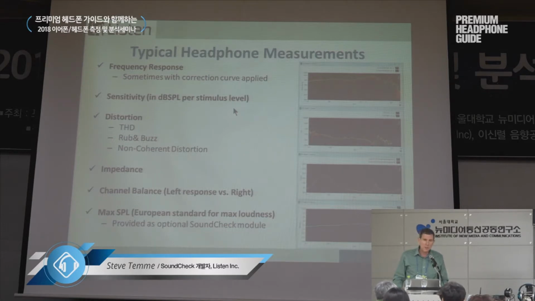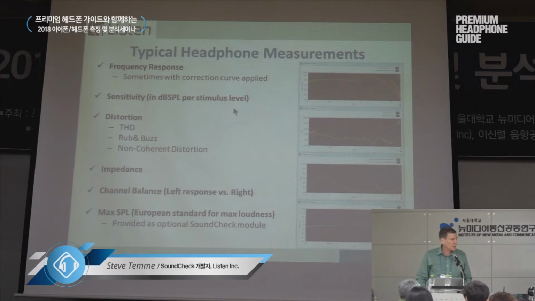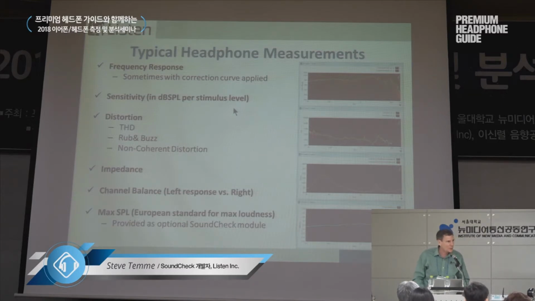Sensitivity is important. We want to know, especially with headphones being so close to our ears, what the sound pressure level is. Distortion, which is one of my favorite topics, and I'm going to be talking about that in more detail. In particular, something I like to call non-coherent distortion. I'm not going to demonstrate impedance measurements, but certainly we can measure impedance on headphones, especially, of course, wired headphones. Wireless headphones is probably not so interesting.